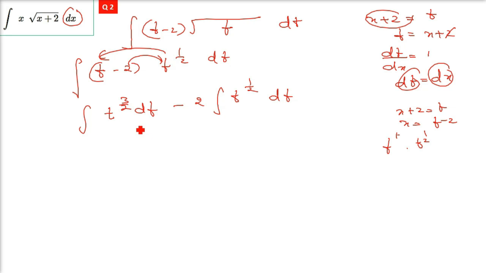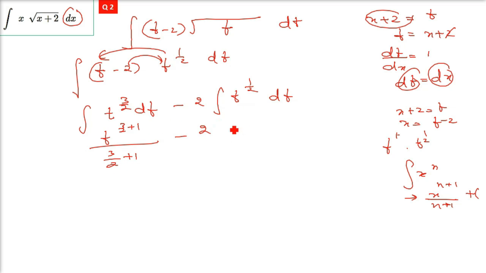Now it has become very easy. Now integration is the next step. x to the power n integration is always x to the power n plus 1 divided by n plus 1 and a constant of integration. This becomes t raised to the power 3 by 2 plus 1 divided by 3 by 2 plus 1, and this one minus 2, and t raised half will be t raised half plus 1 divided by half plus 1.